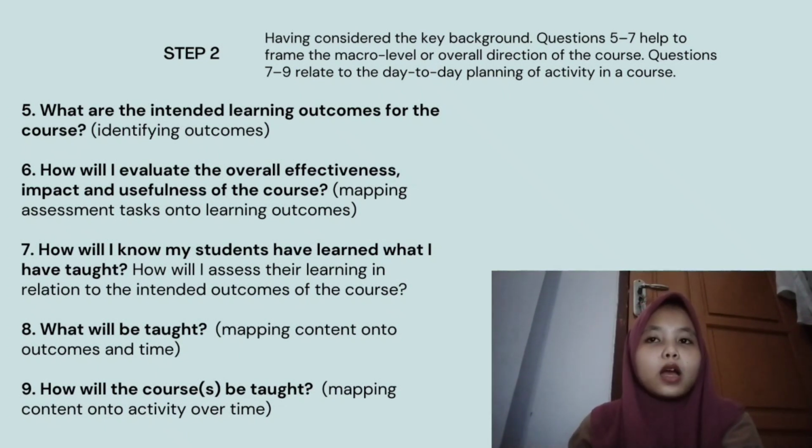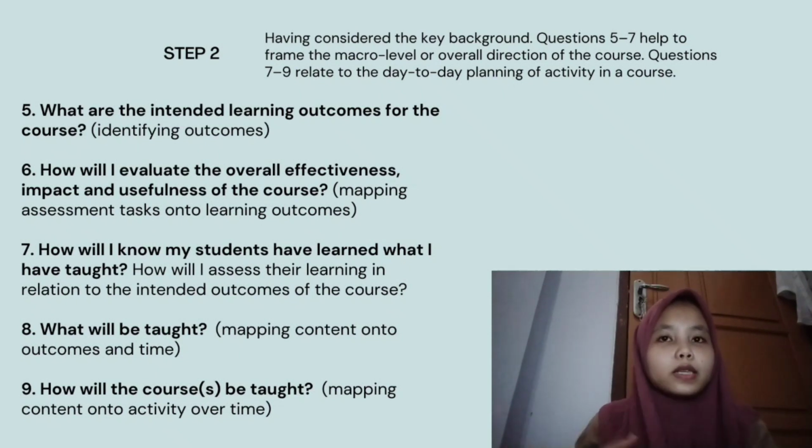Question number 5 is, what are the intended learning outcomes for the course, identifying outcomes. Question number 6 is, how will I evaluate the overall effectiveness, impact, and usefulness of the course. Question number 7 is, how will I know my students have learned what I have taught, how will I assess their learning in relation to the intended outcomes of the course. Question number 8 is, what will be taught, and question number 9 is, how will the course be taught.